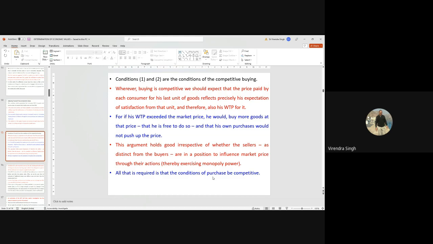For if his willingness to pay exceeded the market price, he would buy more goods at that price. That is, he is free to buy to the extent possible of his resources, and his own purchases would not push the price up to any level.